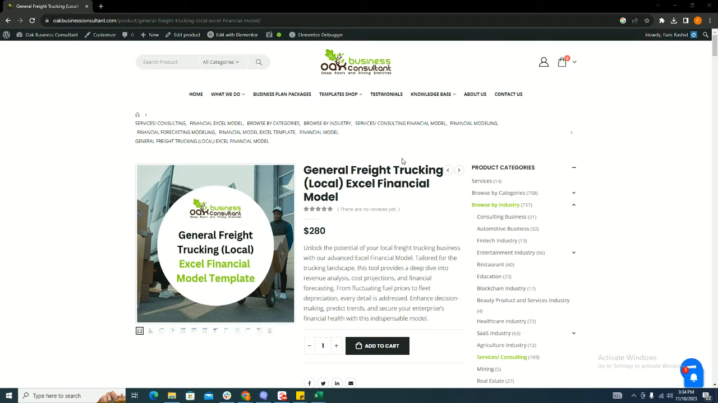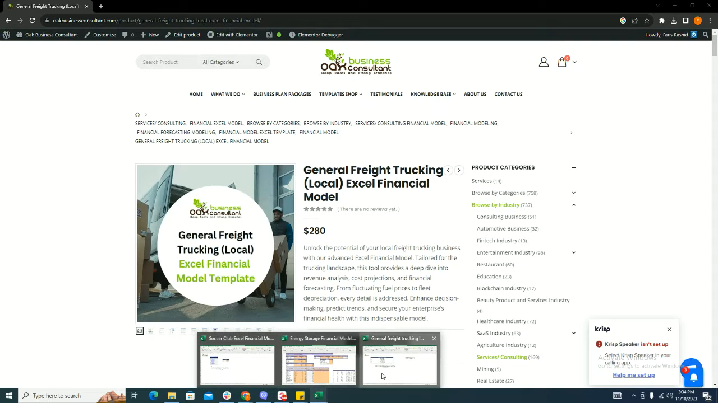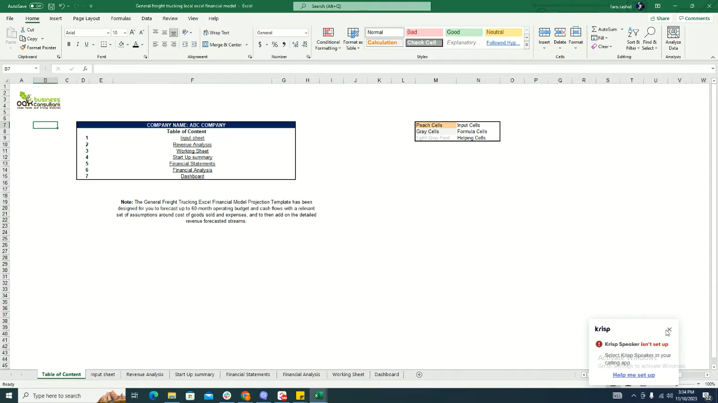Today we have brought you another financial model. This one is the General Freight Trucking Local Excel Financial Model. Coming towards its financial model, as you can see, this includes the input sheet, revenue analysis, working sheet, startup summary, financial statements, financial analysis, and dashboard.